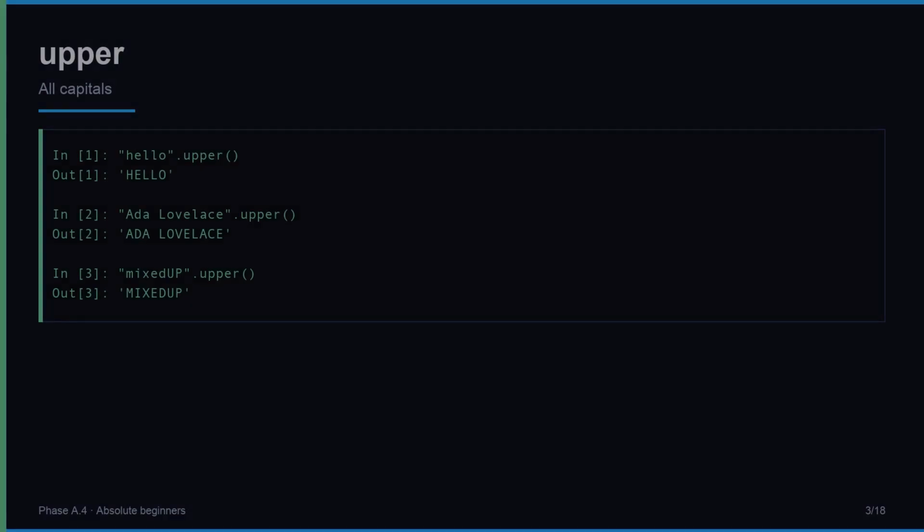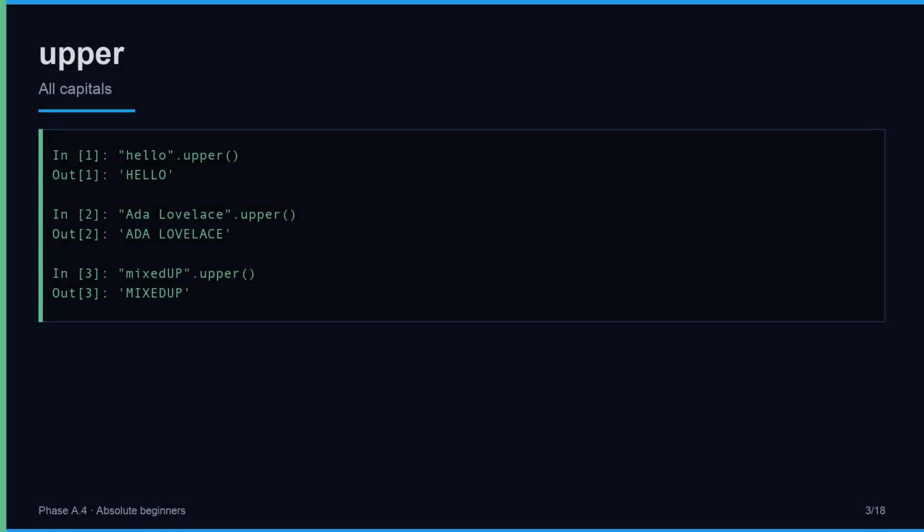Upper converts every letter to uppercase. hello becomes HELLO. Ada Lovelace becomes ADA LOVELACE. Mixed Up becomes MIXED UP. Upper takes no arguments, you write the string, dot upper, parentheses. It returns a new string with every letter capitalized. The original string is never changed.